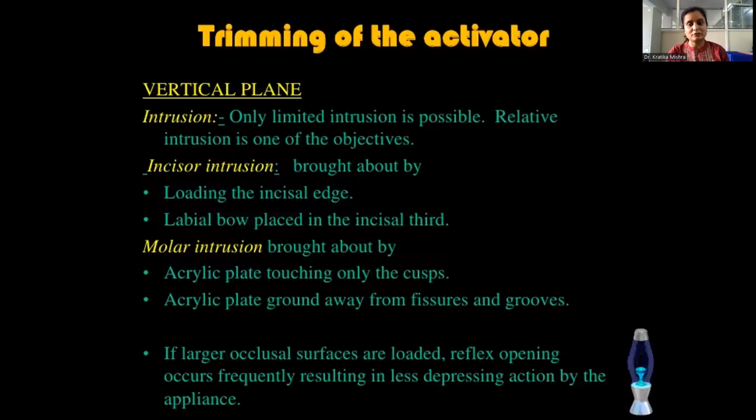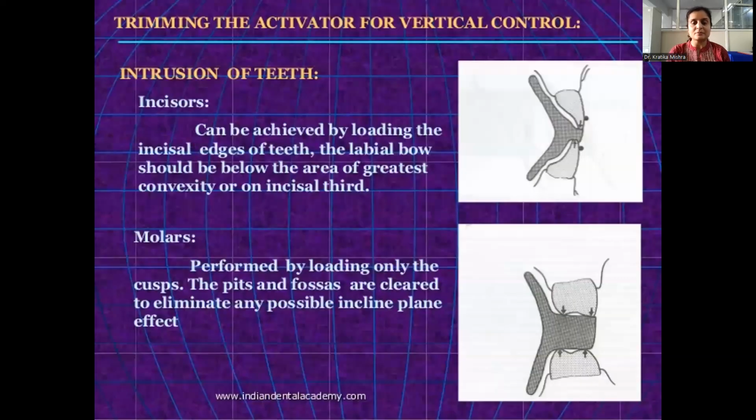Now, moving further to trimming of activator. In the vertical plane, that is, if we require intrusion, only limited intrusion is possible. So, relative intrusion is one of the objectives. Incisor intrusion is brought about by loading of the incisal edge, or you can do it by placing the labial bow at the incisal third. If you want to go for the molar intrusion, it is brought about by acrylic plate touching onto the cusps. Acrylic plate is ground away from the fissures and grooves, and if larger occlusal surfaces are loaded, reflex opening occurs, frequently resulting in less depressing action by the appliance. This is the trimming of the activator.